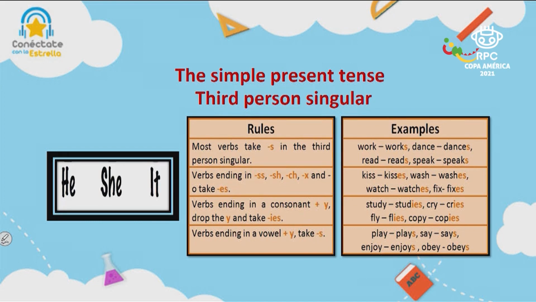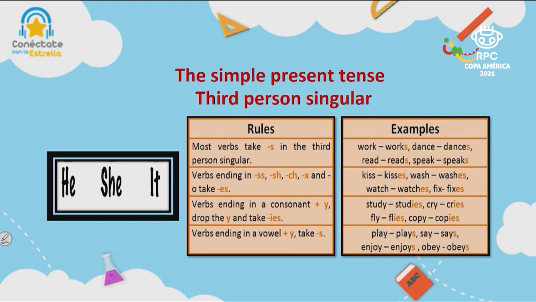He, she, and it represent the third person singular, and the verb suffers special changes. For example, most verbs take S in the third person singular. We have, for example, work become works. Dance becomes dances. Read, you say reads, or speak, speaks. Just when we are working with the third person singular, remember.